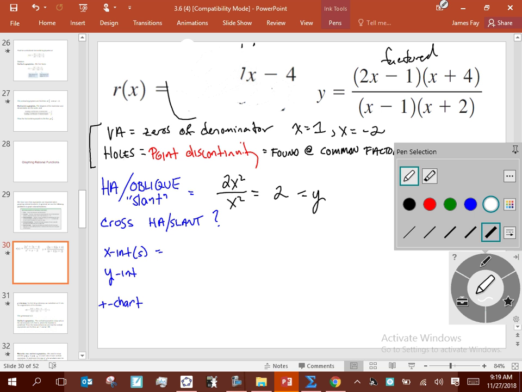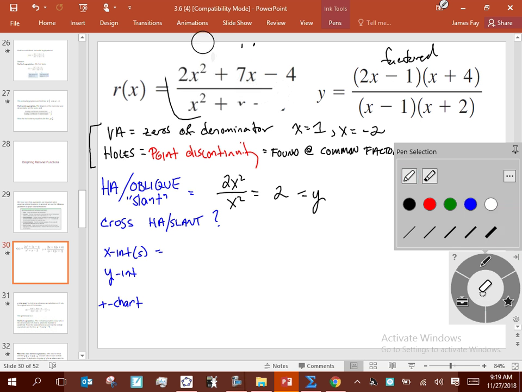Okay? So first times first times first times first will give me my leading term. In the top, it's 2x times x, right? Give me my 2x squared. On the bottom, it's x times x, give me my x squared. Okay? So even though the problem is already factored for us, the expanded version is still useful.